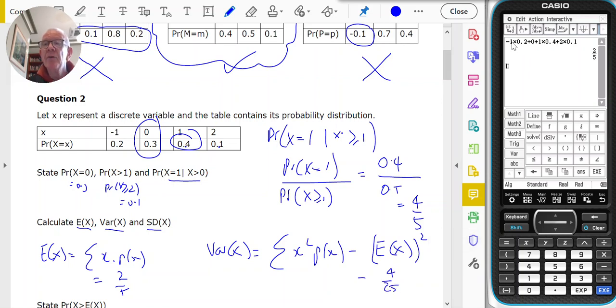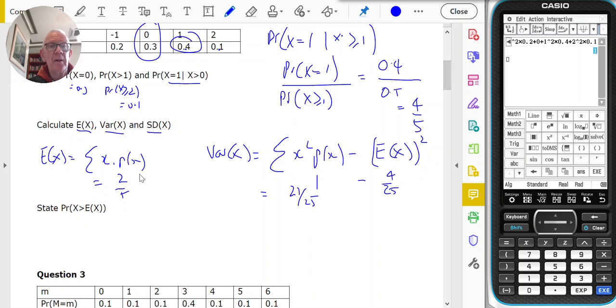And then to find the expected value of x squared, if I put a bracket around that, I'm now going to square that. And I square the 0, I square the 1, and I square the 2. And that gives me an answer of 1. So I've got 1 minus 4 on 25, which gives me 21 on 25. And standard deviation of x will be the square root of 21 on 5.